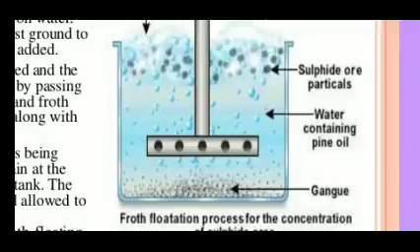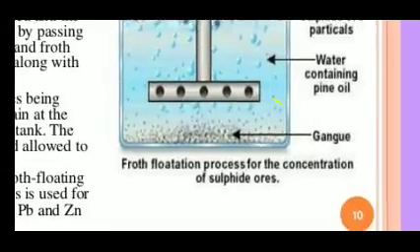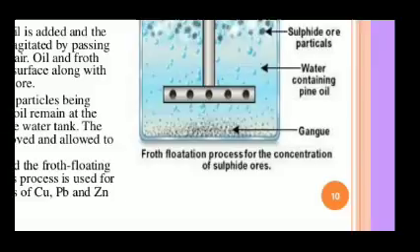Gangue particles do not dissolve in water; they settle down at the bottom of the container. This method is called the froth flotation process. In this process, for the concentration of sulfide ore, the sulfide particles are separated using pine oil and the froth agent sodium ethyl xanthate. This froth agent and oil wet the sulfide ore particles for separation.